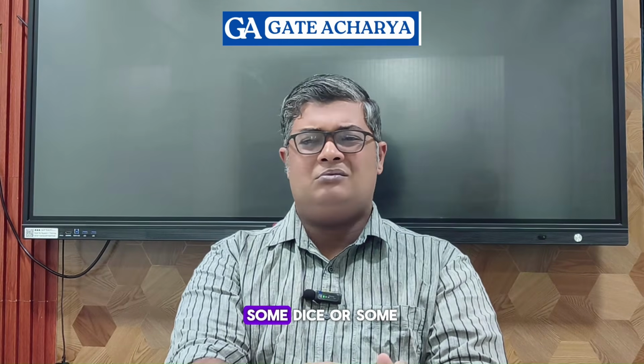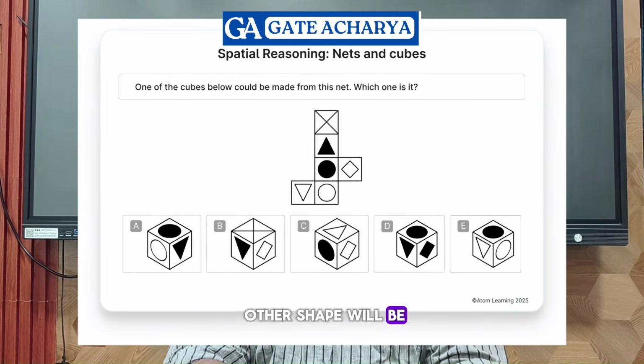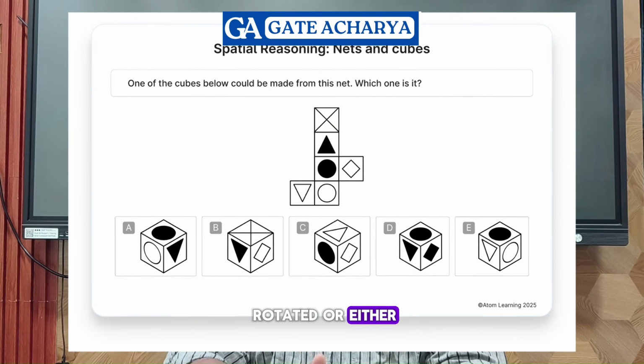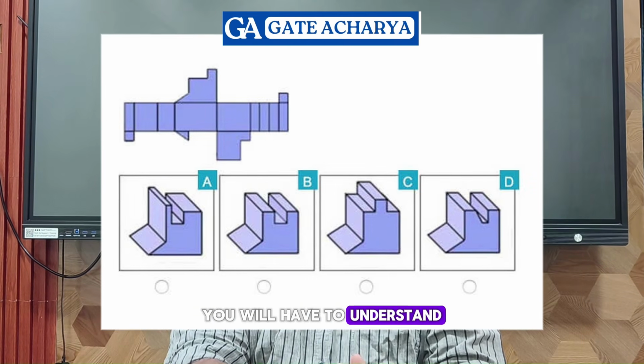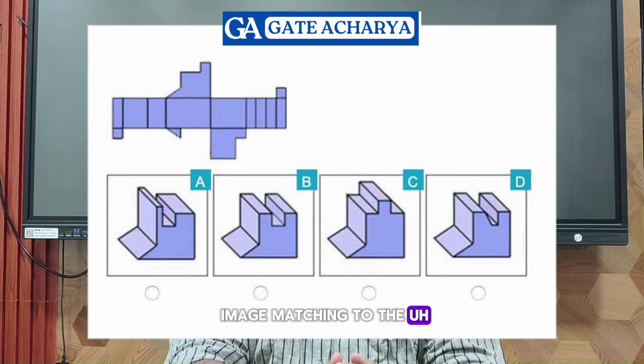In spatial arrangement, some dice or some other shape will be given to you. Either it will be rotated or it will be given as a mirror image. You will have to understand which is the proper image matching the given question.